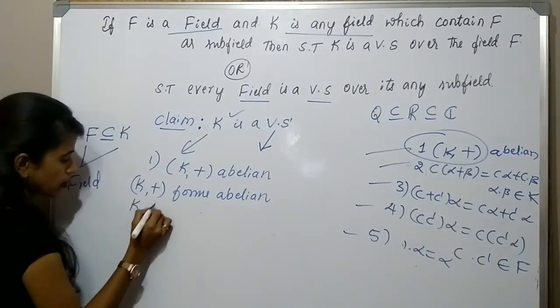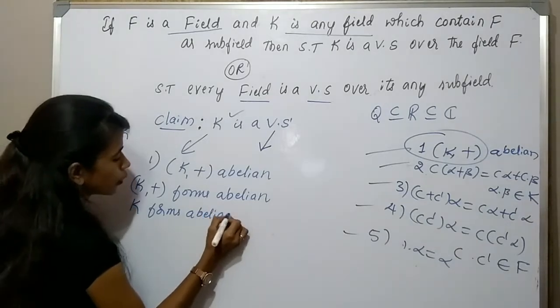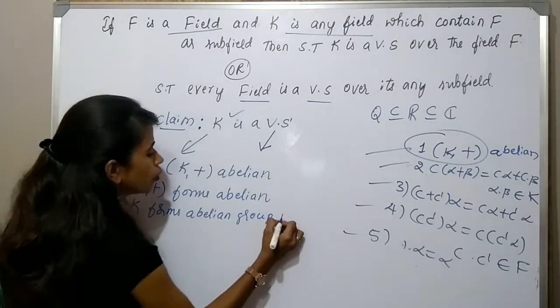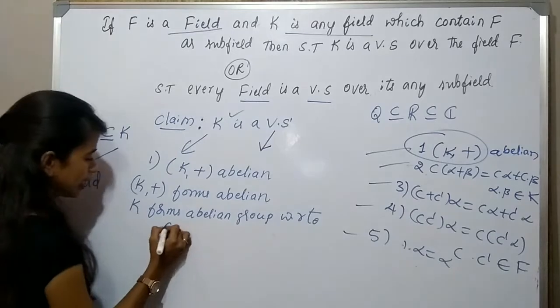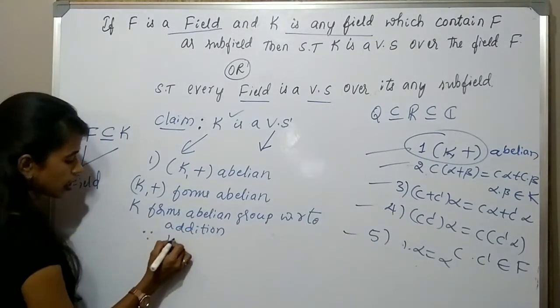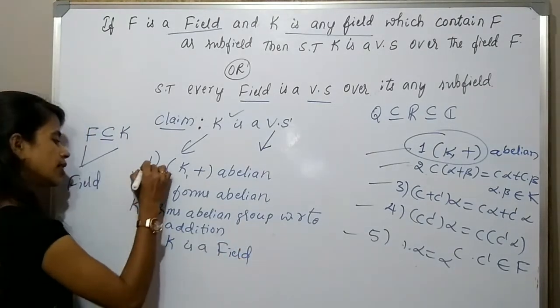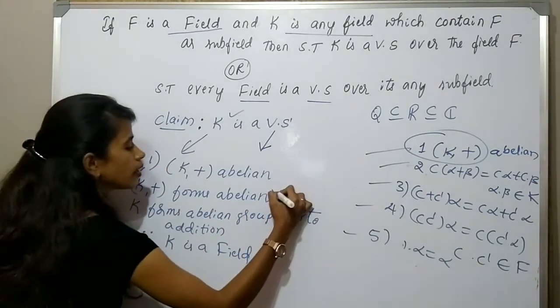So K forms an abelian group with respect to addition, because K is a field. Since it is a field, it clearly holds.